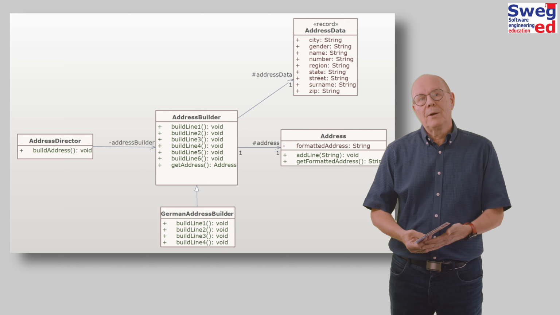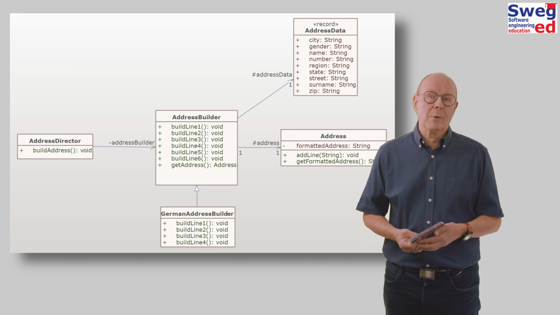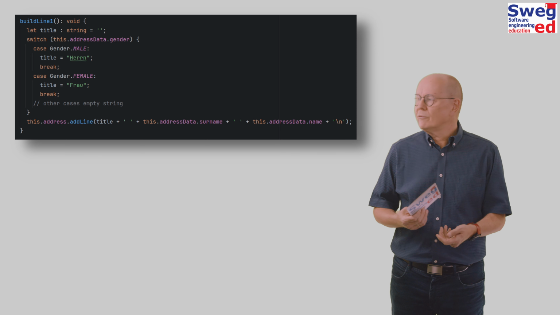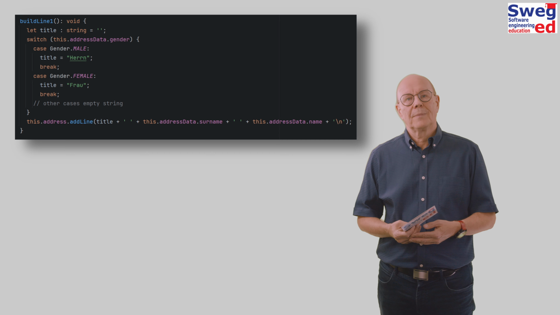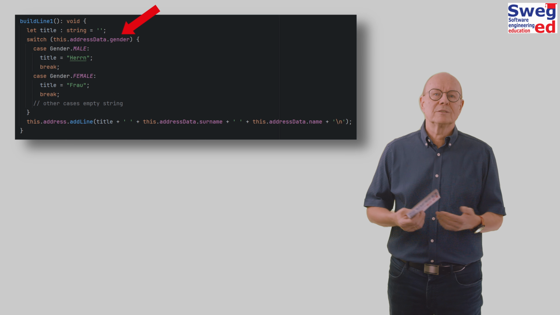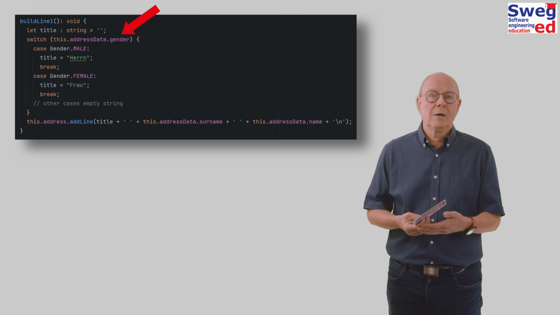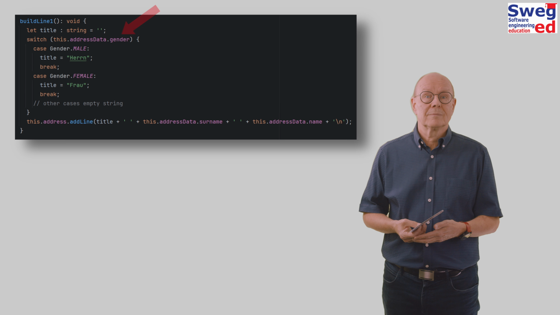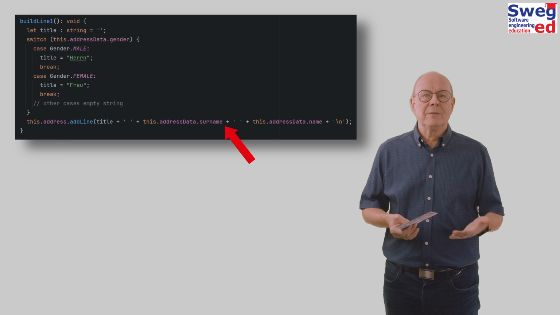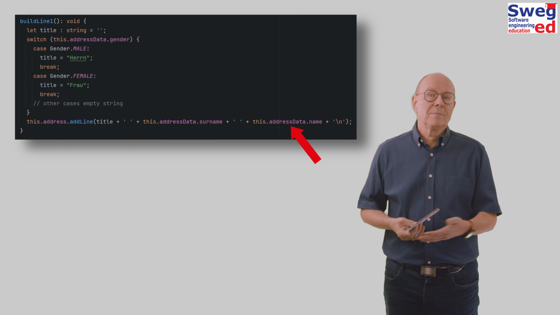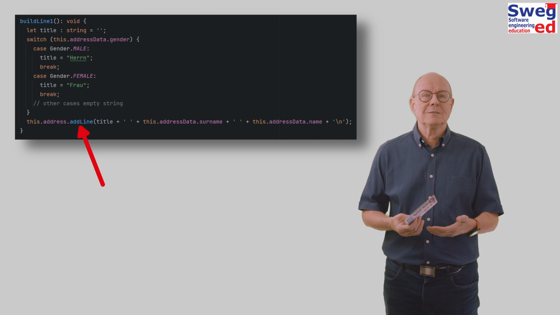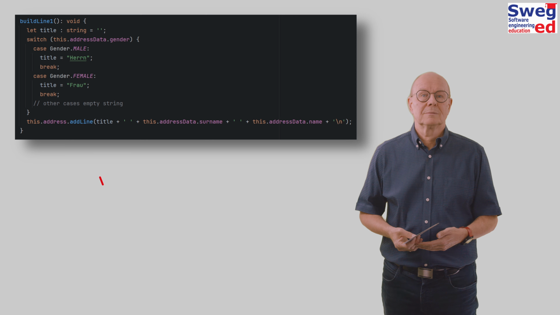Let's look at the implementation of the methods one by one. First, the creation of the first line. It can be seen that based on the gender information, the strings Herrn or Frau are created first. Then the salutation is combined with the first name and the last name, separated by a space. This generated string is passed to the address object.